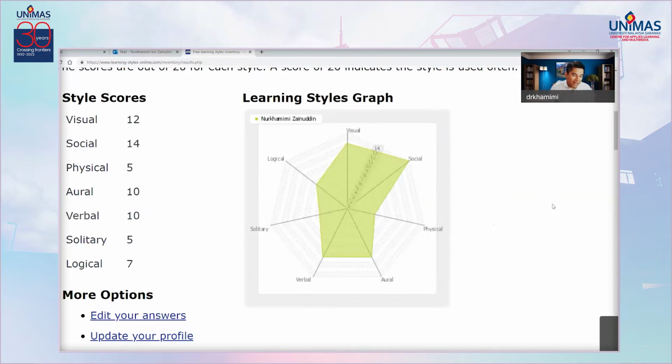Okay, and I am also an oral, auditory, and verbal person. So I'm not so logical. So my mathematics is not that good, and solitary as well as physical. Perhaps that's why I'm not in engineering, or in medicine, or not even in architecture. So this is how.